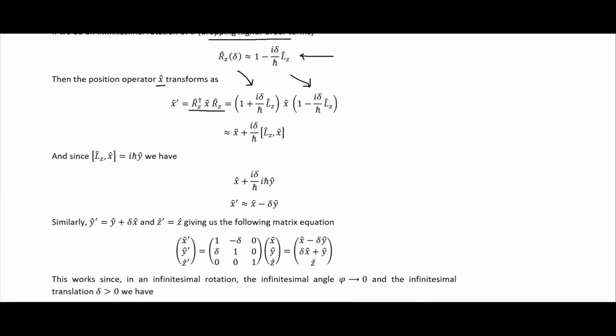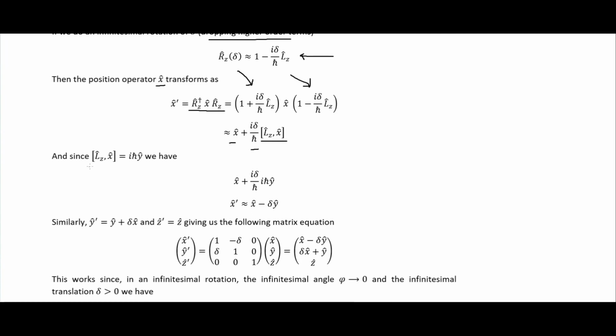We get this. And so then the position operator, this x hat here, transforms. So we are doing a sort of similarity transformation here with our rotations. So we just put this and this on either side. So these are the complex conjugates of each other. And so we get this x hat plus the i delta over h bar, and then the commutation of LZ and the x hat.